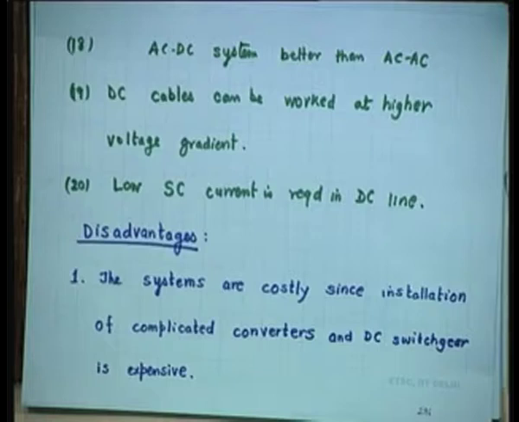Point 18: an AC-DC system is better than AC-AC. This is the conclusion. DC cables can be worked at a higher voltage gradient. Low short circuit current is required in a DC line. So these are, ladies and gentlemen, 20 advantages of the HVDC system over the HVAC system, which is not a joke. It is a tremendous advantage.